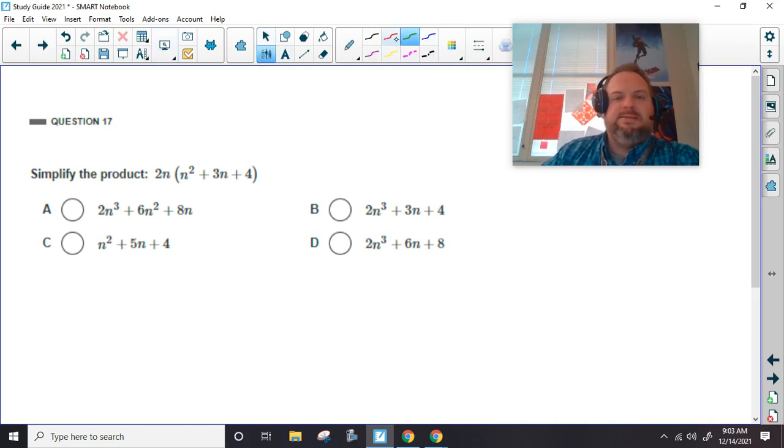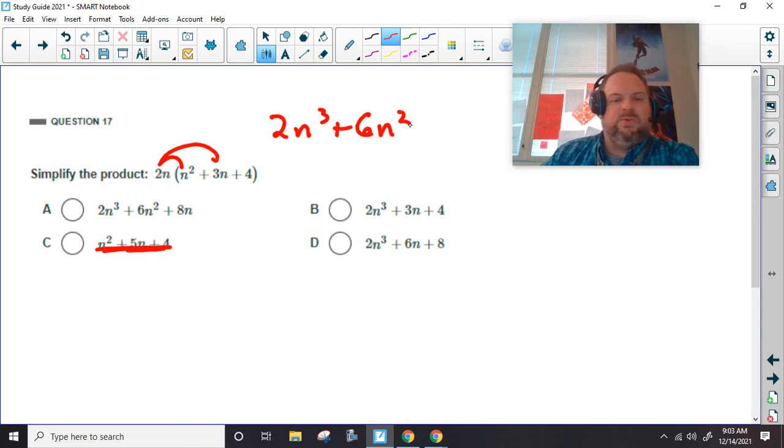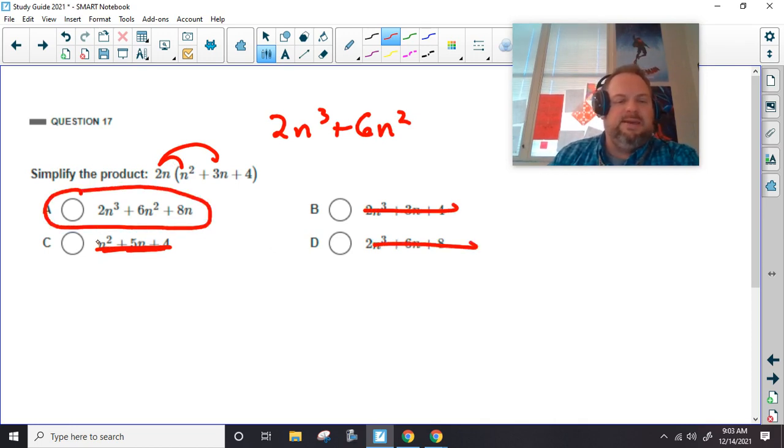Number 17. This would be 2n to the third. So that choice is gone. Plus 6n squared. That one's gone. That one's gone. So it has to be, for me, it's A. C for y'all.